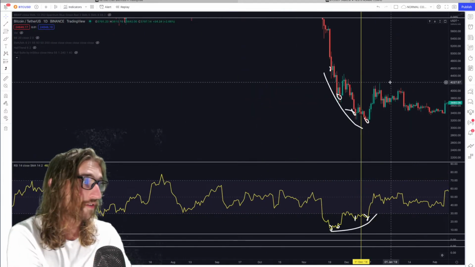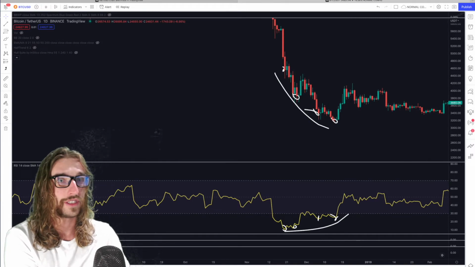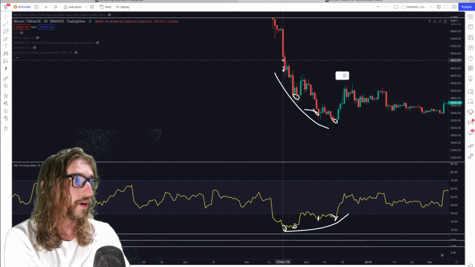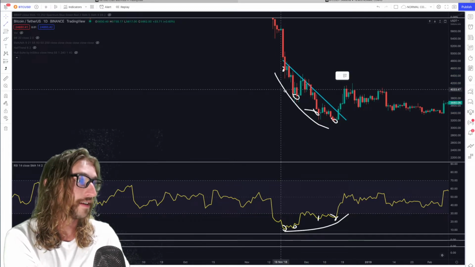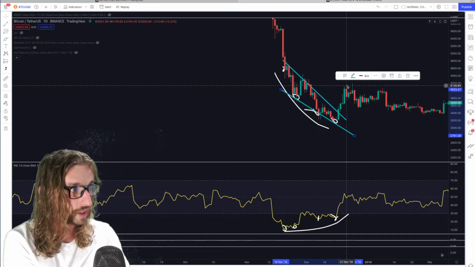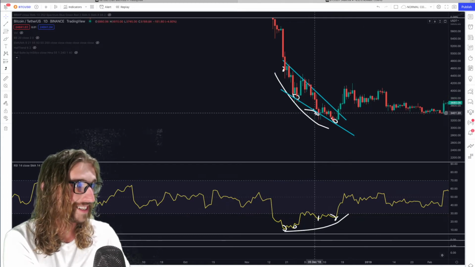Actually, this is a wonderful example because we've caught it perfectly here. Look at this descending pattern, descending wedge pattern, strong breakout to the upside, and look at these scammy little wicks.